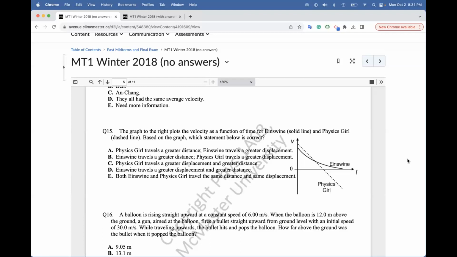Oh yeah, and so physics girl is moving, half of hers is in the negative direction, right? So it would cancel out, right? Yes, that's right. So it looks like physics girl's displacement would be close to 0 and Einstein would have a greater displacement. So that part looks correct. So from that, we can eliminate B. The physics girl does not travel a greater displacement.